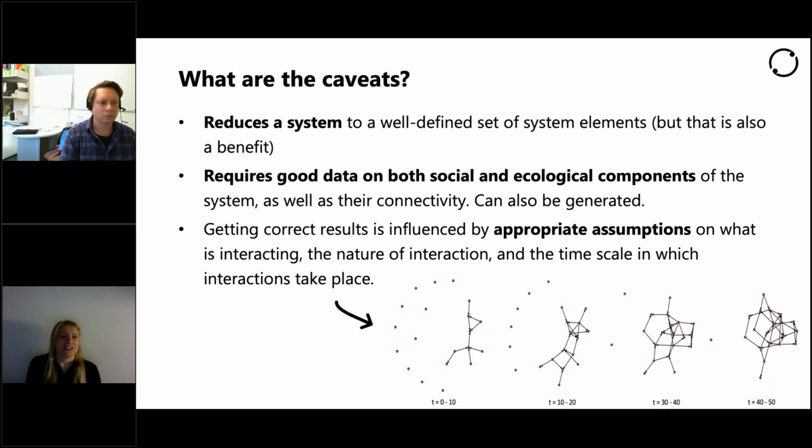And then there's the thing that it does indeed reduce the system to just nodes and links. But then, as I said, you can include information in the nodes themselves and in the links themselves. But that is also why network analysis is so effective, because we can reduce it into the links and nodes.